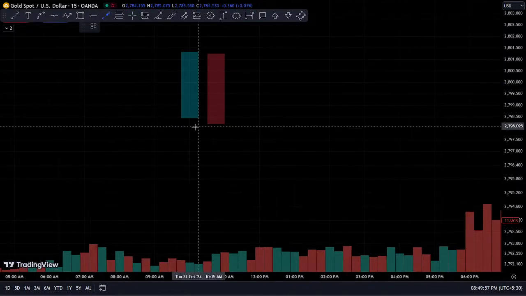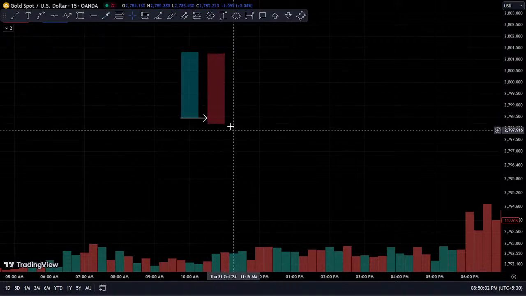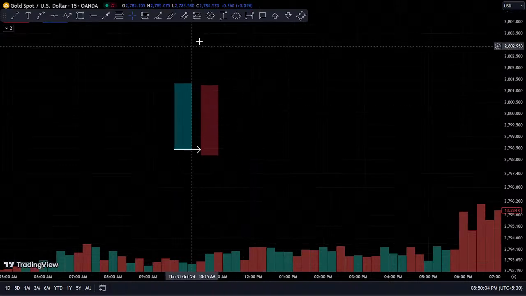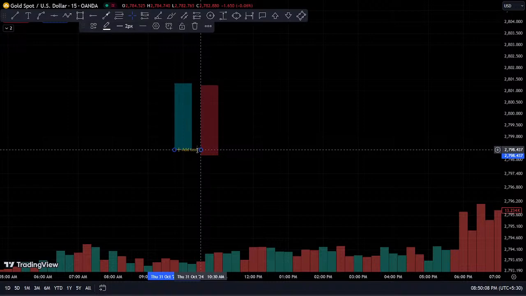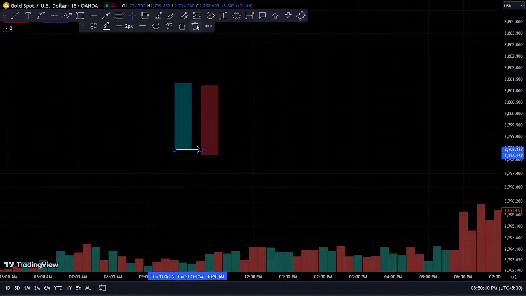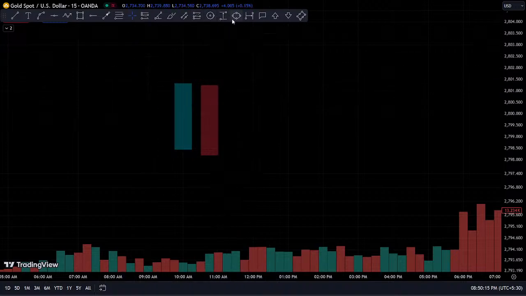The 15 minute candle closed below this thing. So this is the first confirmation for us to switch bearish. Sorry, for us to take a short position. Okay, so then I'm going to switch to 5 minute time frame.